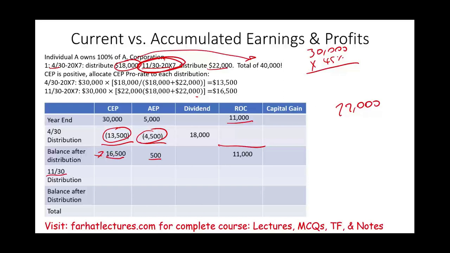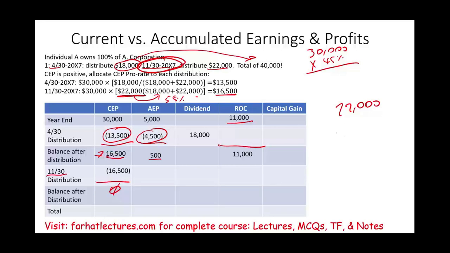How much is going to come out of CEP? Again, we're going to make this pro rata distribution. 22,000 is the total distribution out of 40,000, so 22 out of 40 is 55%. This is the ratio. So out of this amount, 16,500 comes out of CEP, which is going to bring CEP after the distribution down to zero.